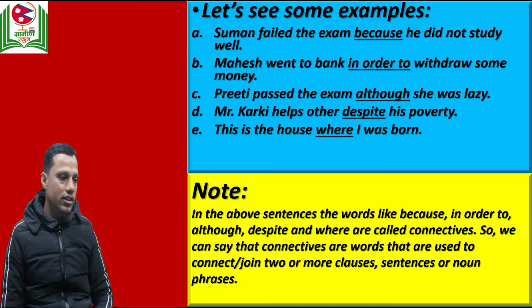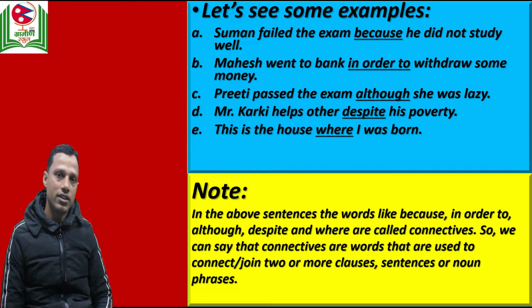Number A, Suman failed the exam because he did not study well. Number B, Mice went to bank in order to withdraw some money. Number C, Preeti passed the exam although she was lazy. Number D, Mr. Karki helps others despite his poverty. And number E, this is the house where I was born.